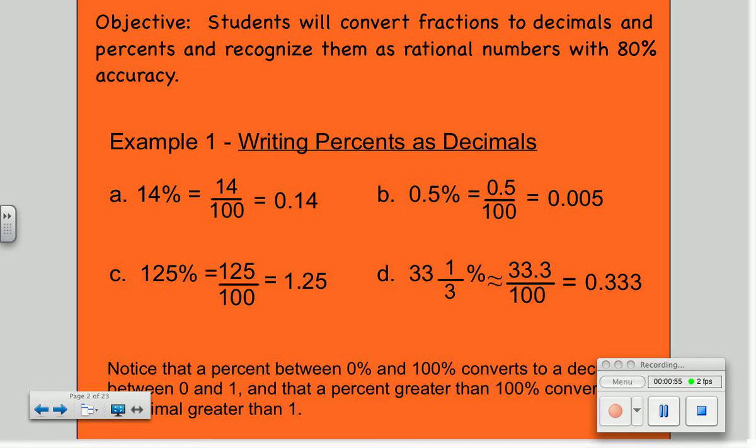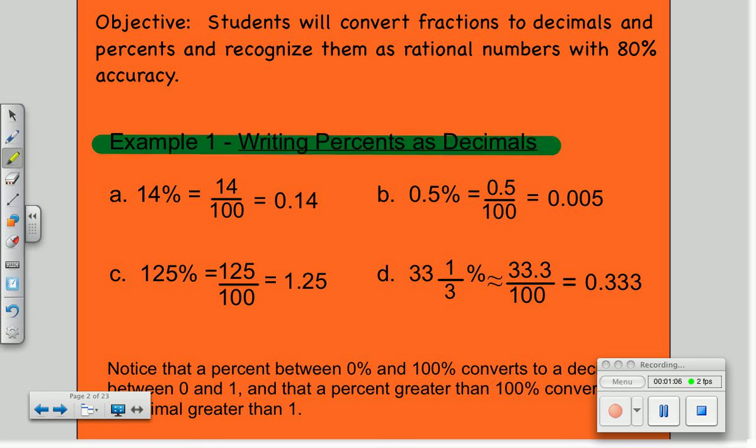Okay, example 1. There are 4 under example 1, A, B, C, and D. So we'll just do one at a time. Example 1, writing percents as decimals. And letter A, we have 14%. So what does that mean, 14%? Well, it means 14 out of 100. 14 hundredths. How do we write 14 hundredths with the decimal? 0.14 is 14 hundredths. So as you can see, writing percents as decimals is really not that difficult. You just make it out of 100 and then you write the fraction as a decimal.